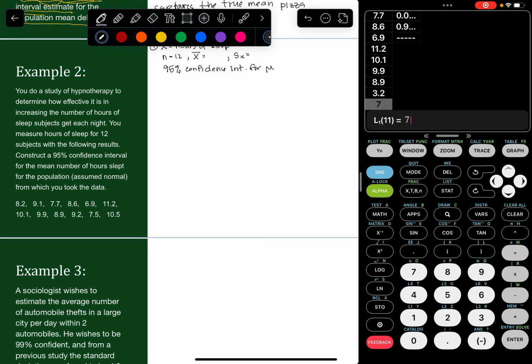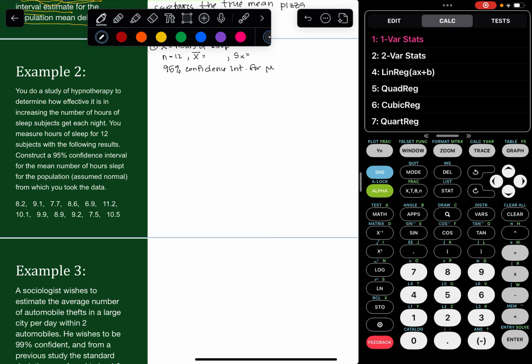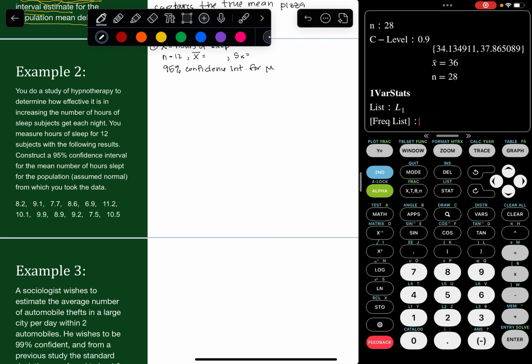Oops, I mistyped that. That should be 9.2, 7.5, 10.5. And then for 1-Var Stats, we go over Stat, Calc, Enter, Enter.